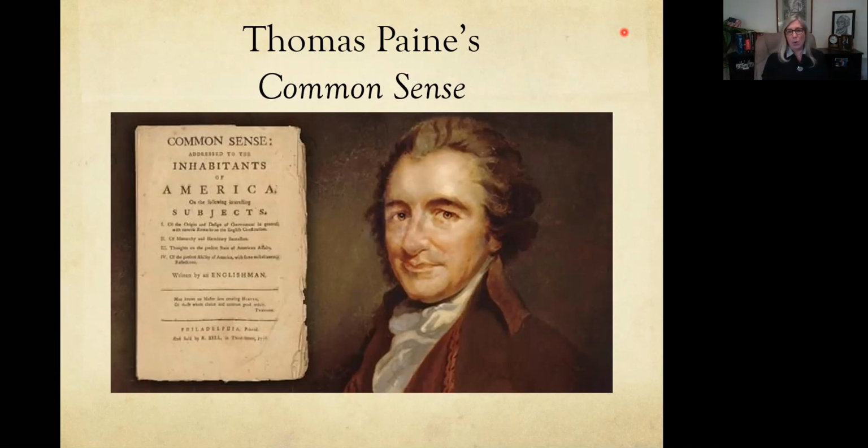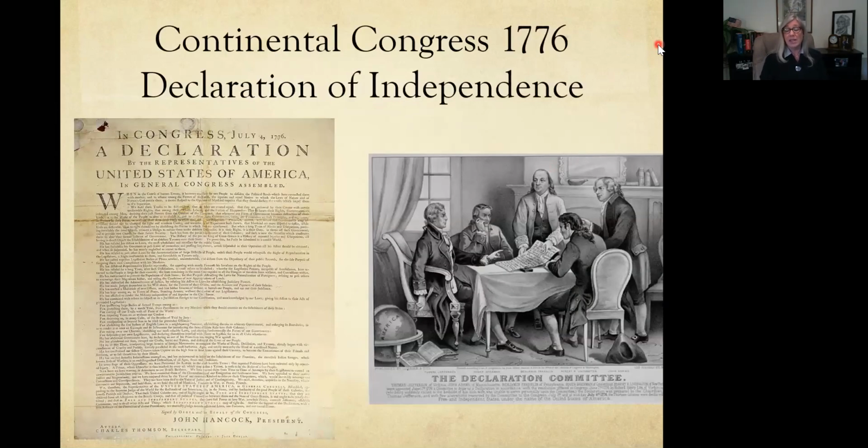Hundreds of thousands of people buy Thomas Paine's book, Common Sense, and they read it and they take notice of it. And now people are really geared up. They're like, yeah, it's time. We need to be independent. The Continental Congress will meet again in 1776, and this is when the Declaration of Independence is finally drawn up.